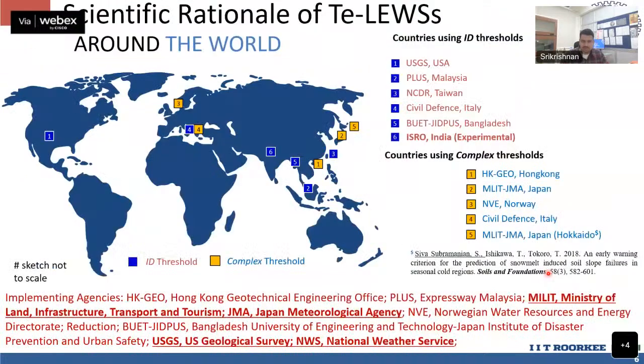If we look at the scientific rationale of landslide early warning systems at the territorial scale across the world, we can see there are two types of warning levels, that is, thresholds used. One is the intensity and duration threshold, which is very simple, a meteorological threshold of rainfall intensity versus duration. And these countries, which are listed 1, 2, 3, 4, 5, and also India, 6, use the intensity-duration threshold to set up the warning level. Whereas there are a few countries which also use a complex threshold, which goes much beyond the meteorological threshold.